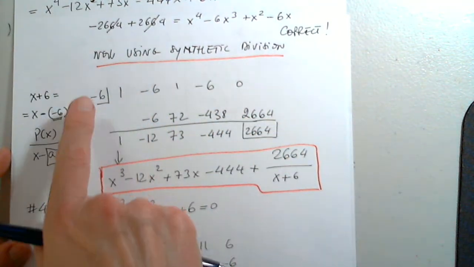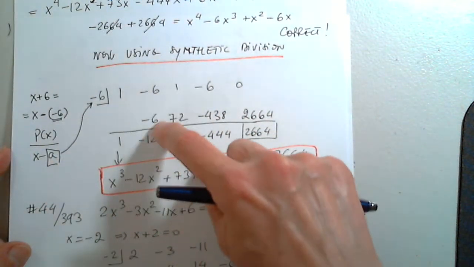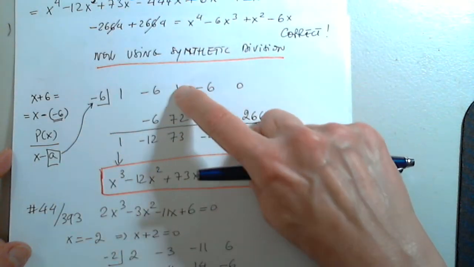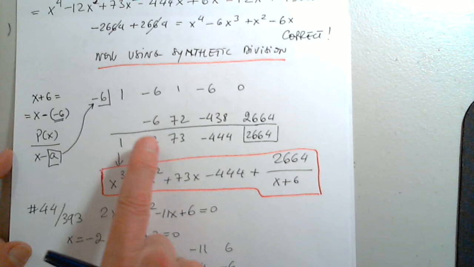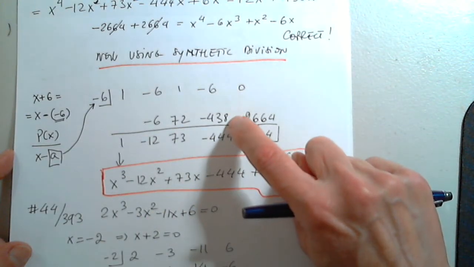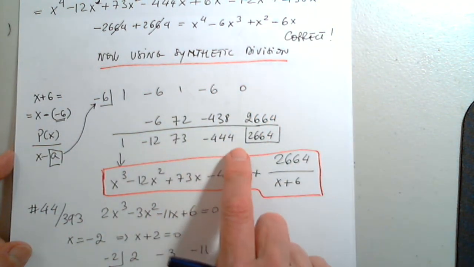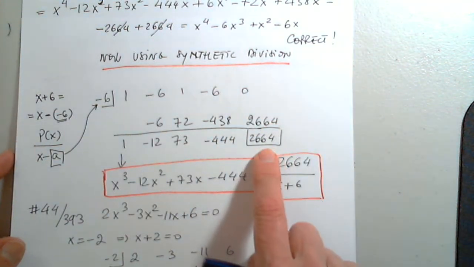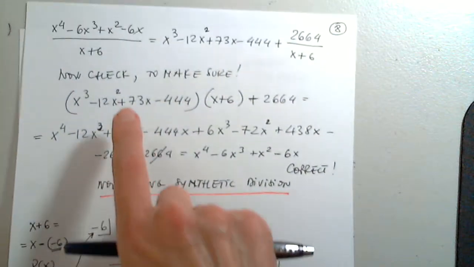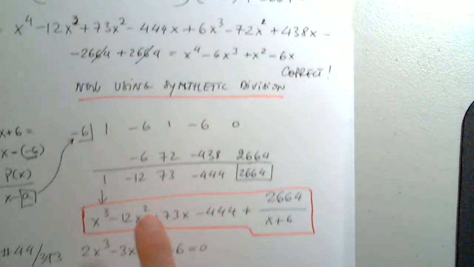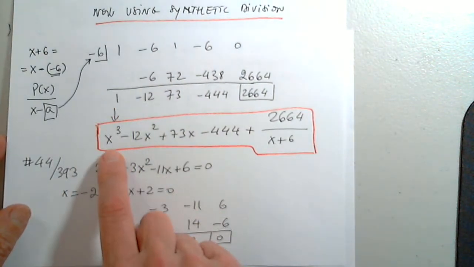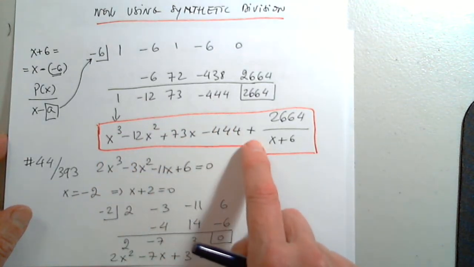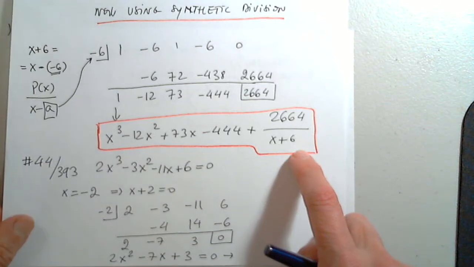We bring down 1, we multiply, we write the answer. We combine like terms, -12, we multiply, we put the answer at the top, 1 plus 72 is 73, we multiply, we get -438, we add -444, we multiply, and this is plus 0 is the remainder. So, because the degree was 4 at the top and 1 in the denominator, this must correspond to degree 3. This must correspond to degree 2, degree 1, degree 0, plus the remainder over the divisor.